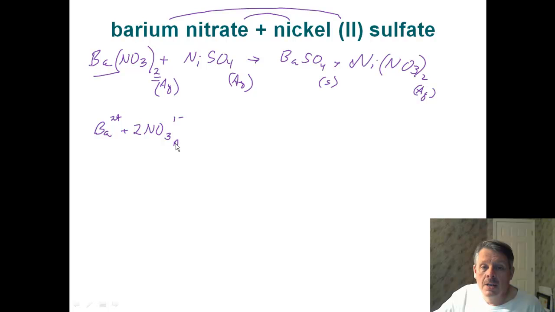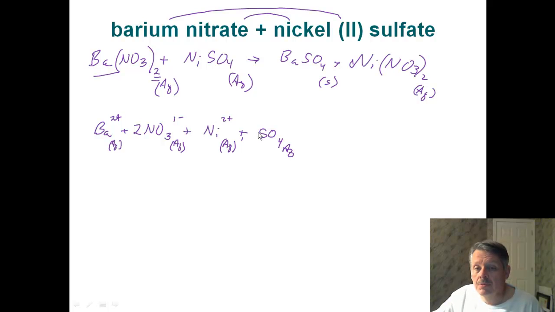Right? Now, both of these, of course, are aqueous, because they're both ions. And then I get nickel, which is going to have a 2+ charge, and it's also floating around there in water, so it's aqueous. And I have to add to that sulfate. I only have 1 of those. Sulfate is aqueous, and that's the left-hand side of my equation.